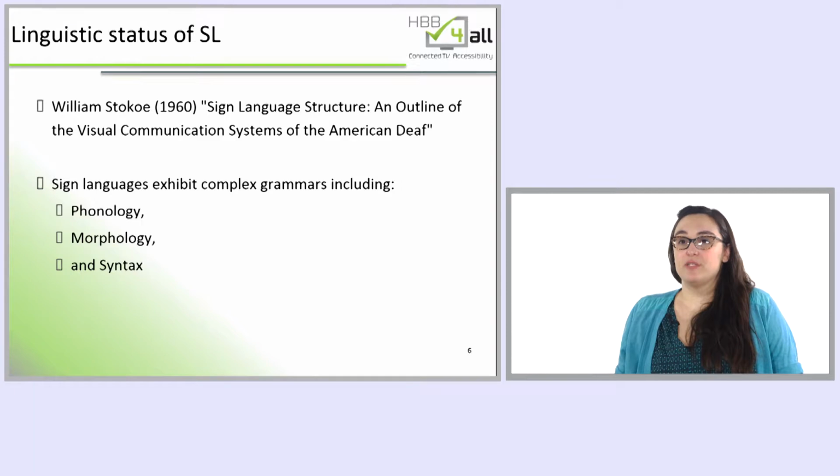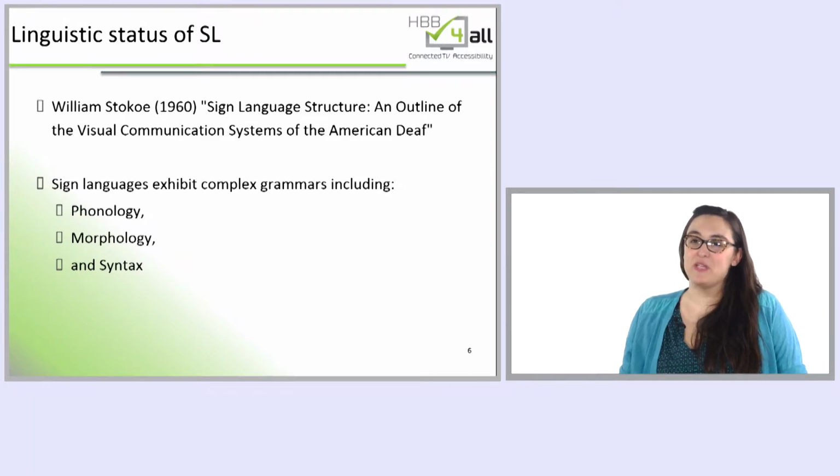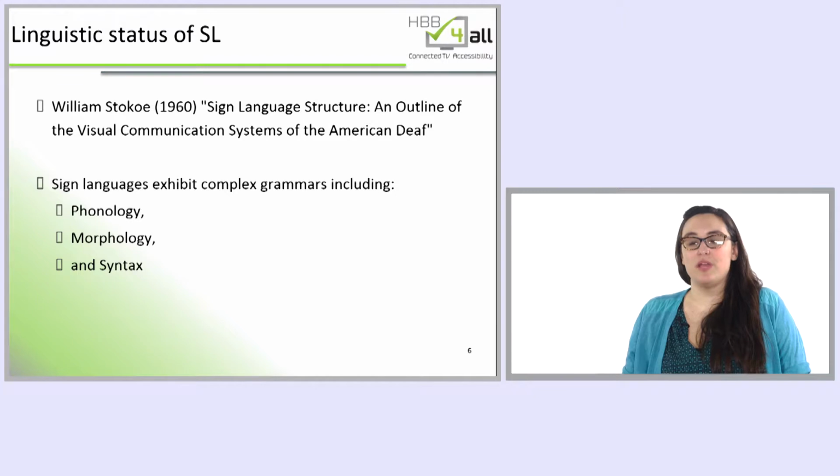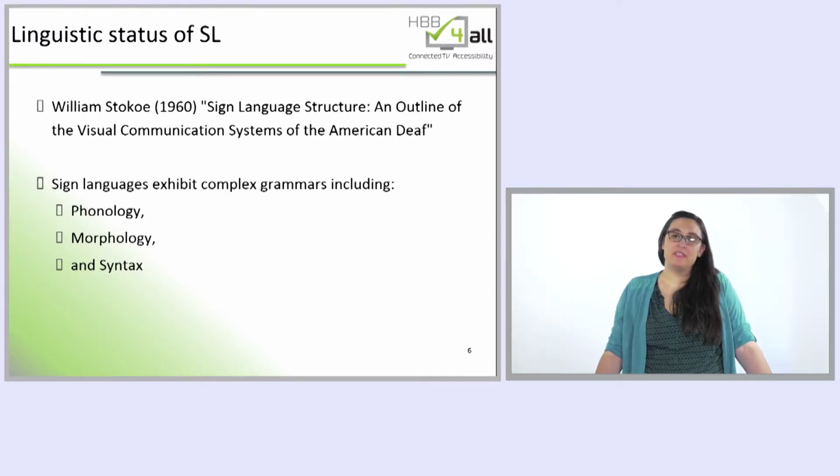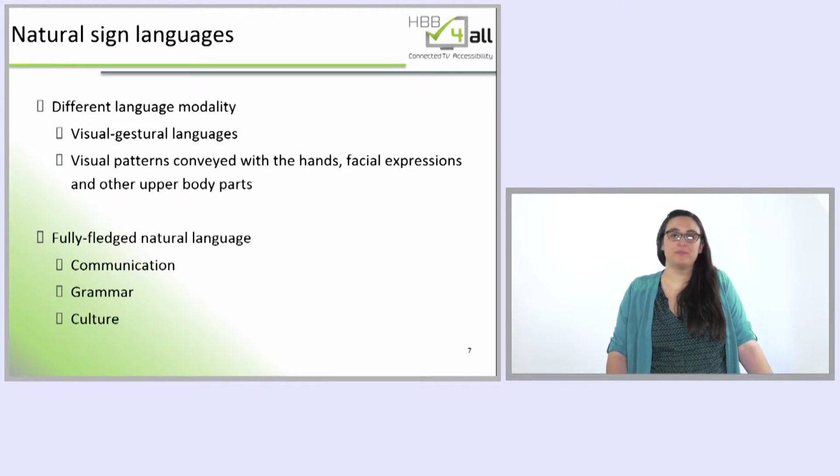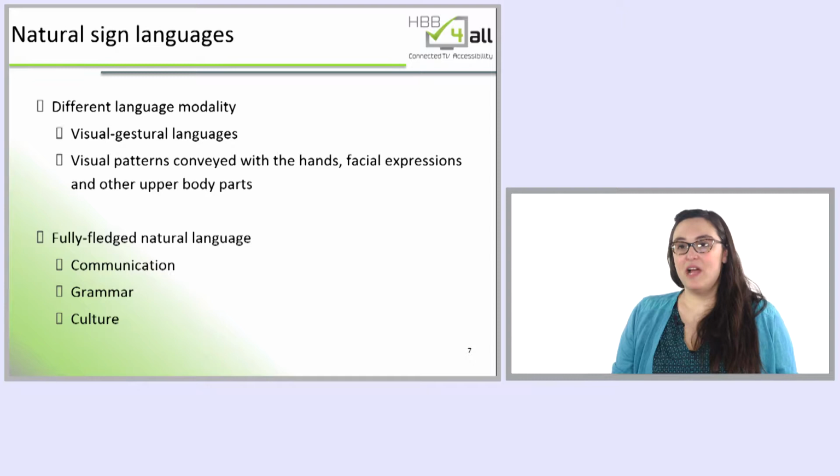When we talk about the linguistic status of sign languages, we have to go back to the 1960s, when the groundbreaking publication of Sign Language Structure by William Stokoe was published. In this publication, it was clear that sign languages had fully fledged grammars, including phonology, morphology, and syntax. So sign languages are closer to spoken languages in their structure than to mimicking or gestural communication, for example. Sign languages are natural languages, just like any spoken language, but they differ in the language modality they use.